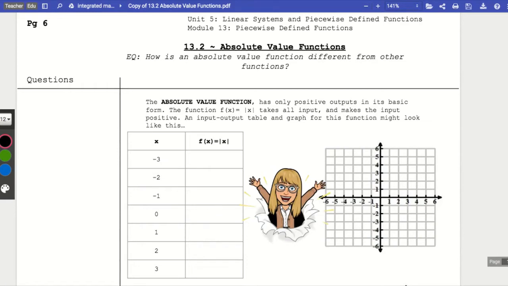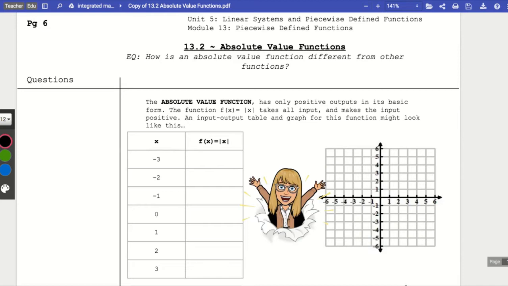Something you should know about absolute value functions is that they have only positive outputs in their basic form. If you think about what an absolute value is, for example, the absolute value of -9 is 9 because it's the distance a number is away from 0. It doesn't make sense for it to be -9 units away from 0. It's just 9 units away from 0. So the absolute value function would only have a positive output in its basic form.